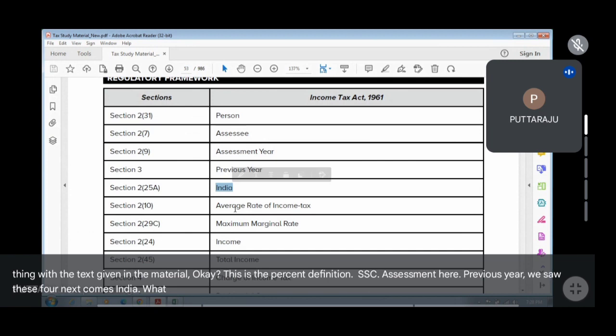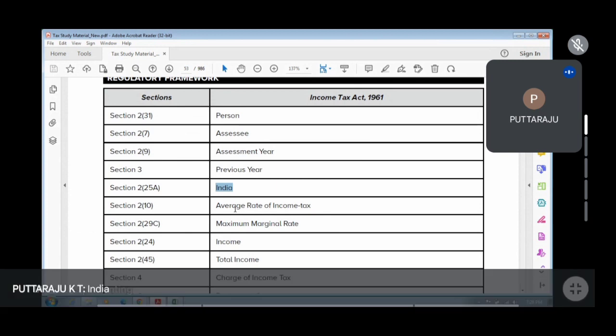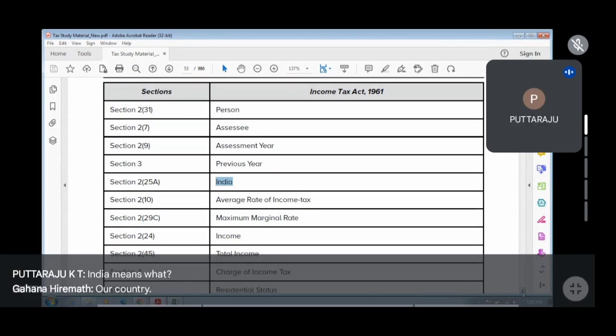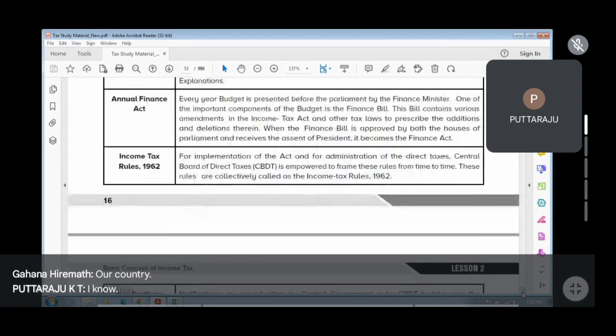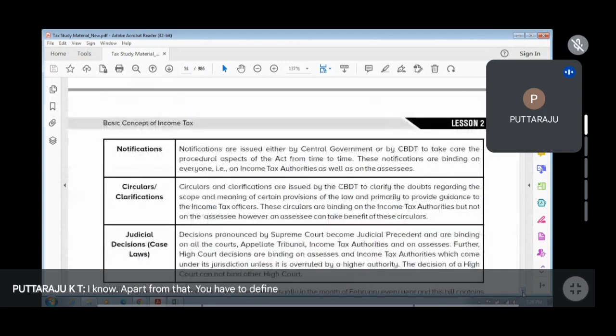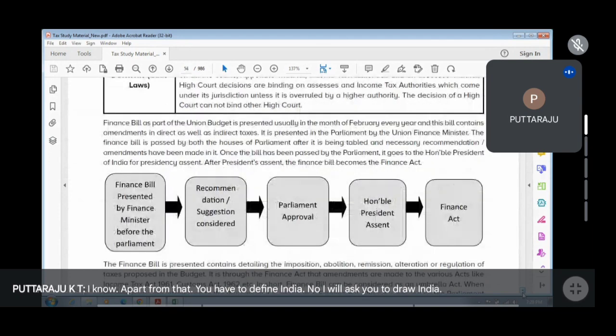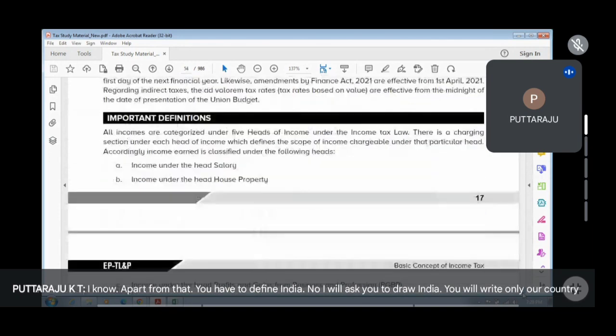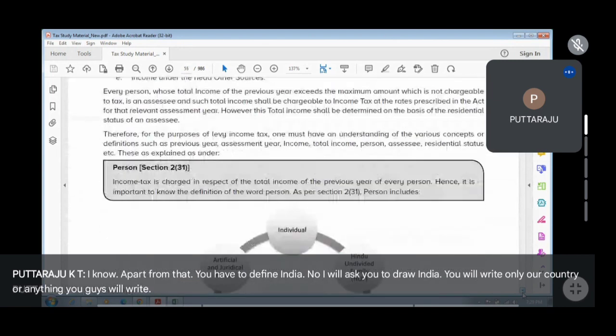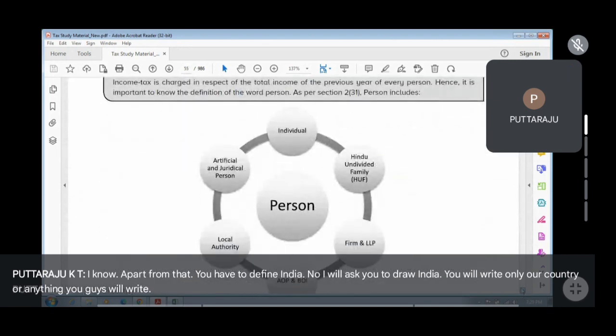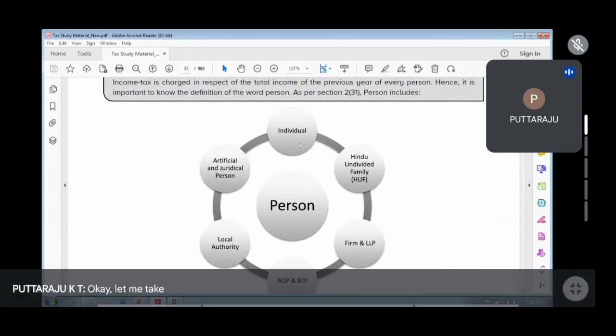Next comes India. What is the meaning of India? What do you say if I ask you to define India? What will you guys say? India means our country. I know. Apart from that, you have to define India, no? If I ask you to draw India, will you write only our country or anything else? Okay, let me take this up later.